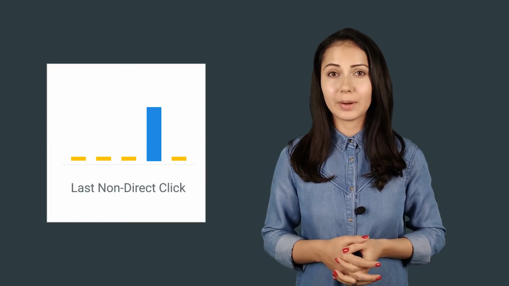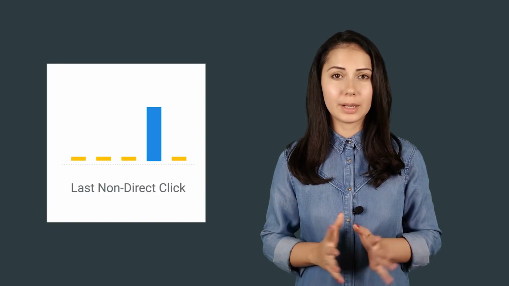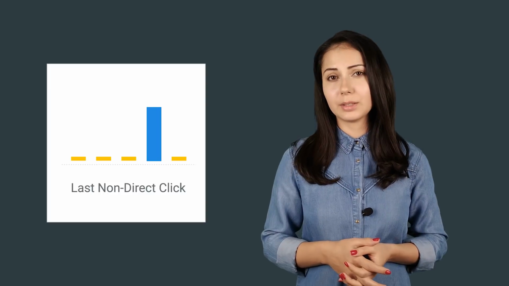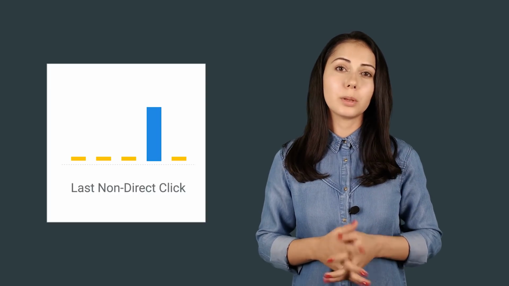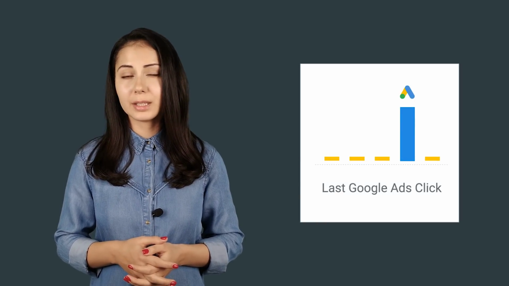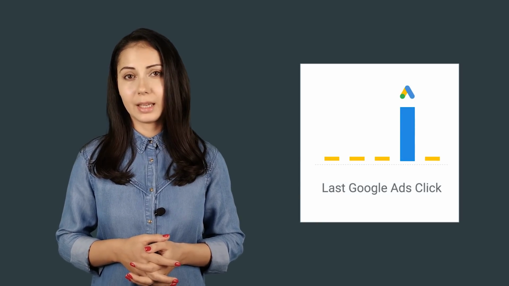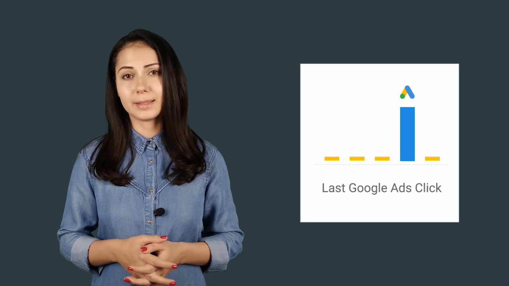The most popular attribution model, the last non-direct click, is similar to the previous. However, it ignores all direct traffic. It's used in Google Analytics reports by default. Basically, this model is good for sites with very quick conversion cycles, for instance, online clothing stores. The last Google Ads click attribution model assigns all conversion credit to the final Google ad clicked. In general, this model is only useful for measuring ROI of Google Ads.